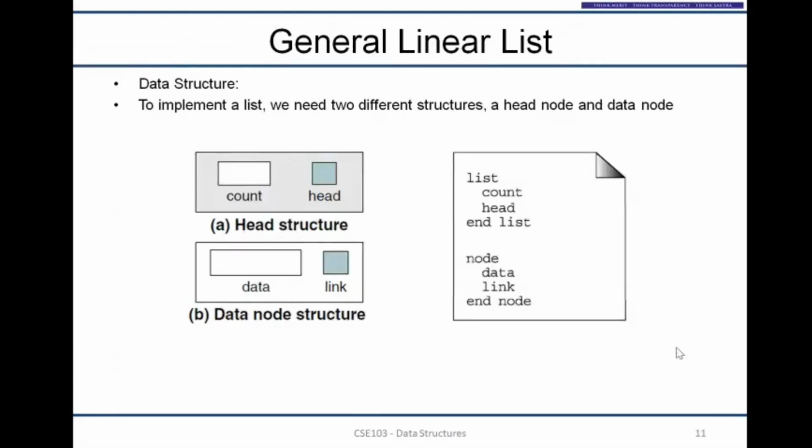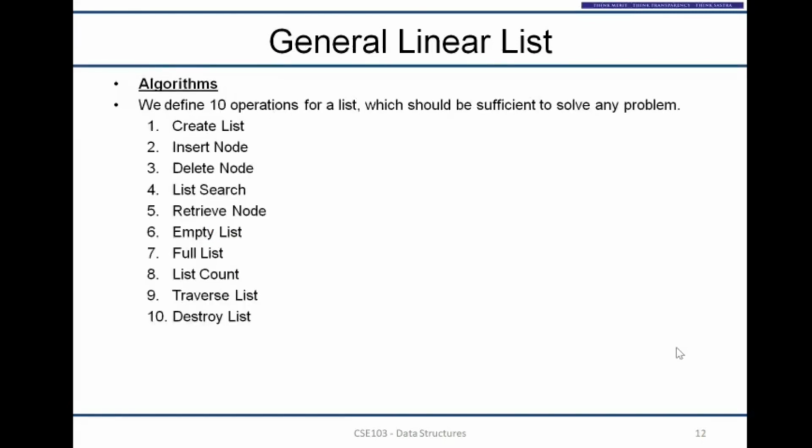What is the address of the last student? What is the maximum mark student? Like that, some important information we can store in the head structure. Then the data node structure, which we also discussed in the last class. After that, we discussed the basic algorithms or operations that we perform on any list: create list, insert node, delete node, list, retrieve. These are some of the basic operations that we perform on any list.